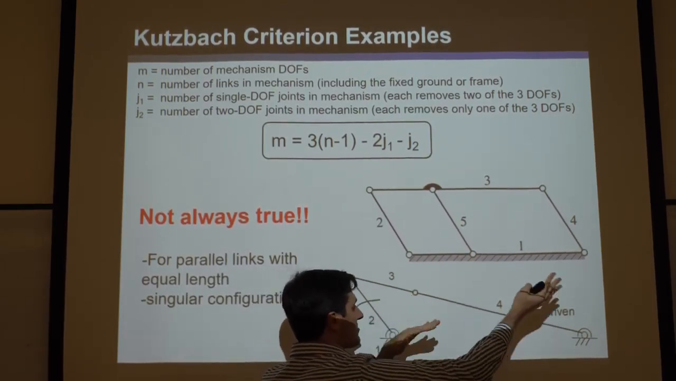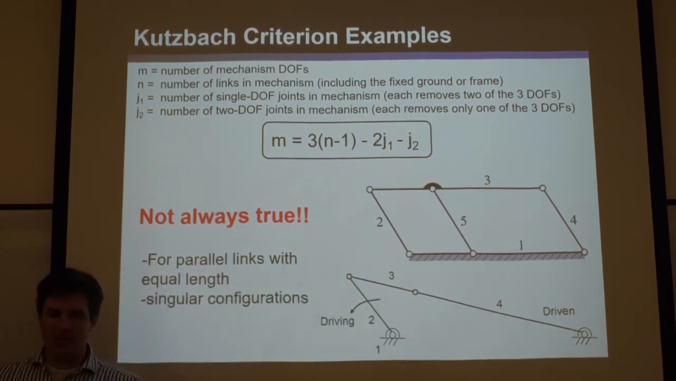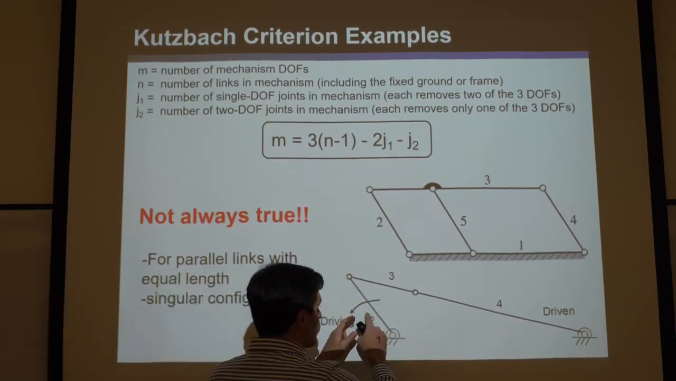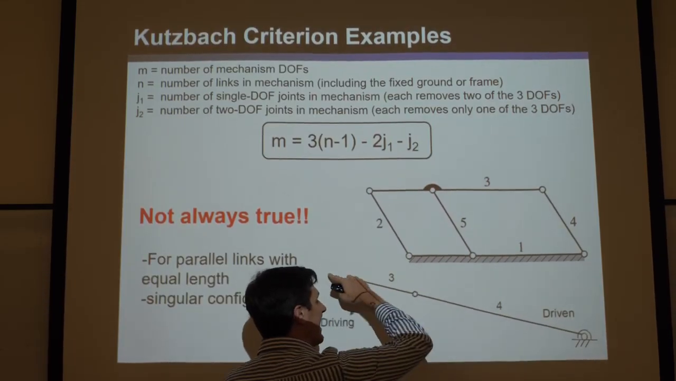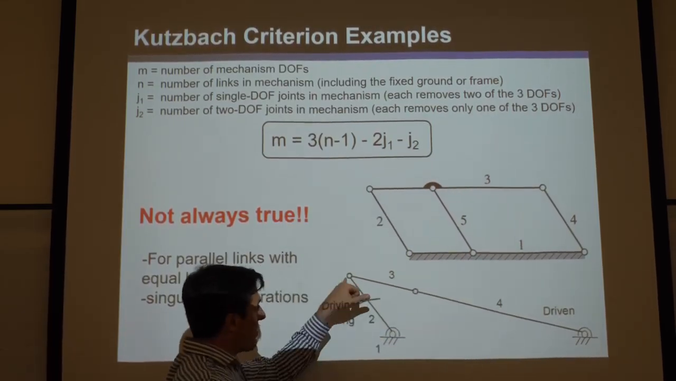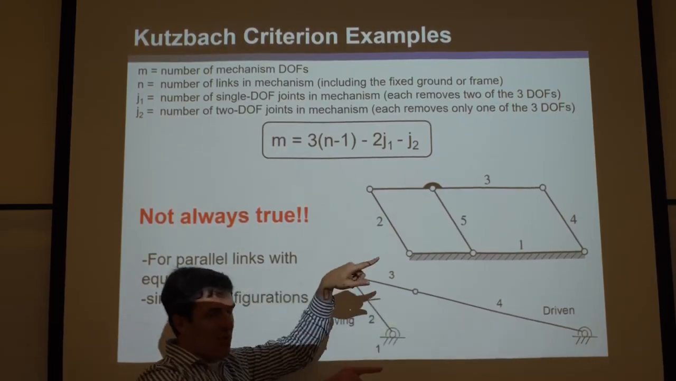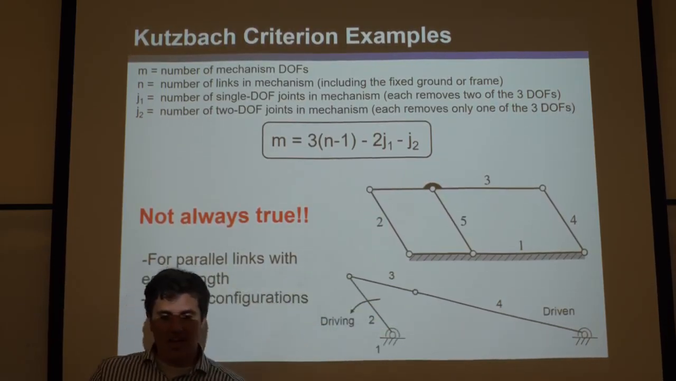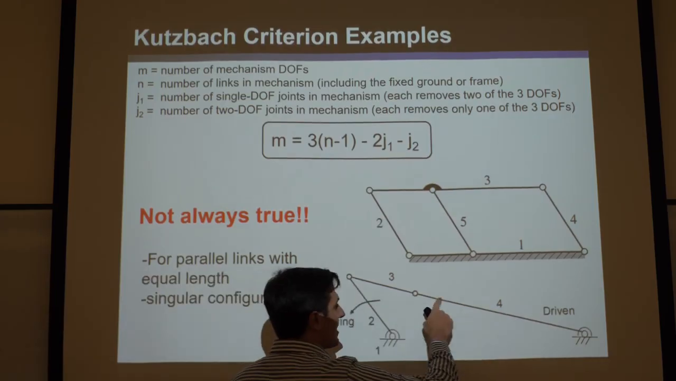If they weren't in a row, it would just be a 4-bar, and it could move just fine, and Kutzbach would work. It would say a mobility of 1, and it could surely move with a mobility of 1. But the second I pull this down, if this is the driving one and this locks up in a straight line, then what ends up happening is anytime you have 3 or more rotations in a row, one of them becomes redundant. It's called a singular configuration, and this behaves as if it's a big locked up thing.